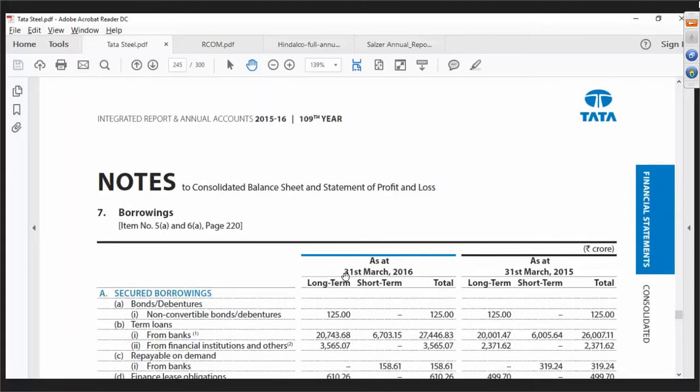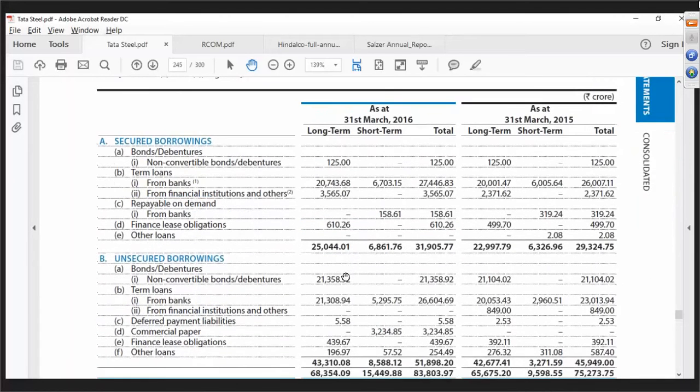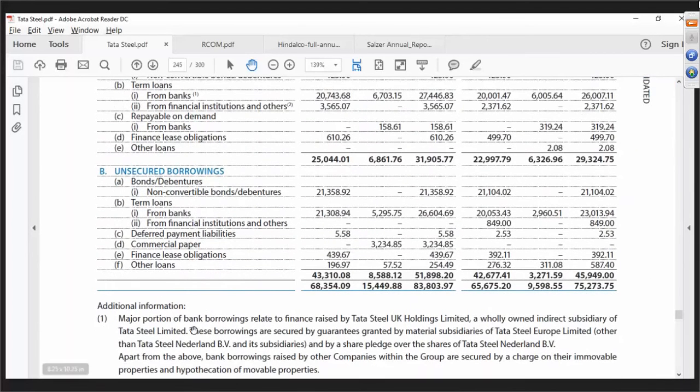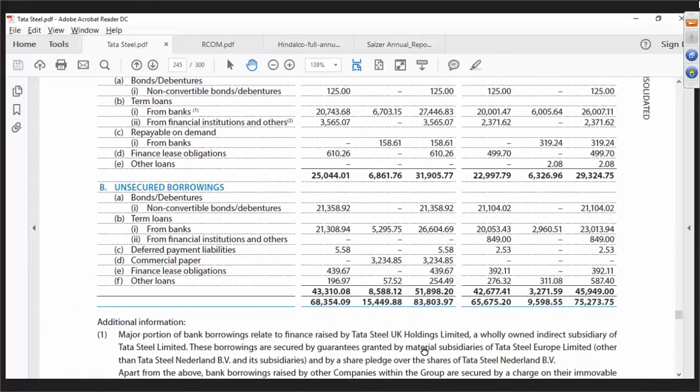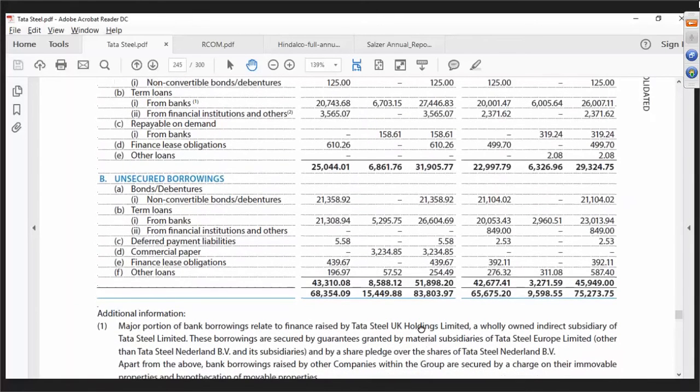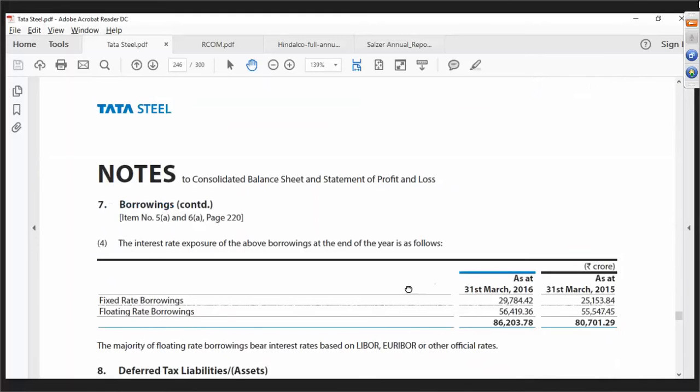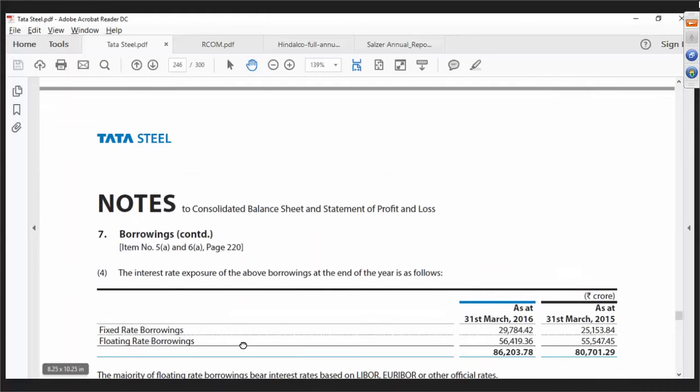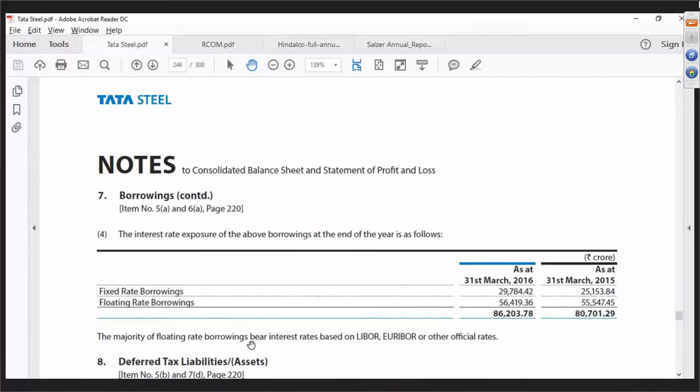Reason number 1 would be that a major portion of bank borrowings relate to finance raised by Tata Steel UK holdings, and consequently, if you look at the debt, fixed rate, floating rate, the majority of floating rate borrowings bear interest rates based on LIBOR, Euribor, or other official rates. Basically, most of the debt is foreign debt, right?